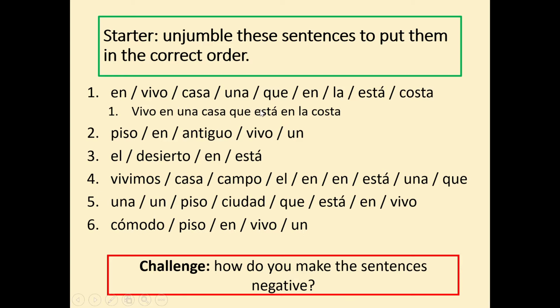Notice we have a new word here, que, which is another way of extending our sentences. I live in a house that. So instead of saying e for and, it is in the coast, it's on the coast, by the coast, we can say que. Go to your worksheet, pause the video, and see if you can put sentences 2 to 6 in the correct order. And your challenge is to work out how you would make these sentences negative. Play the video when you're ready.